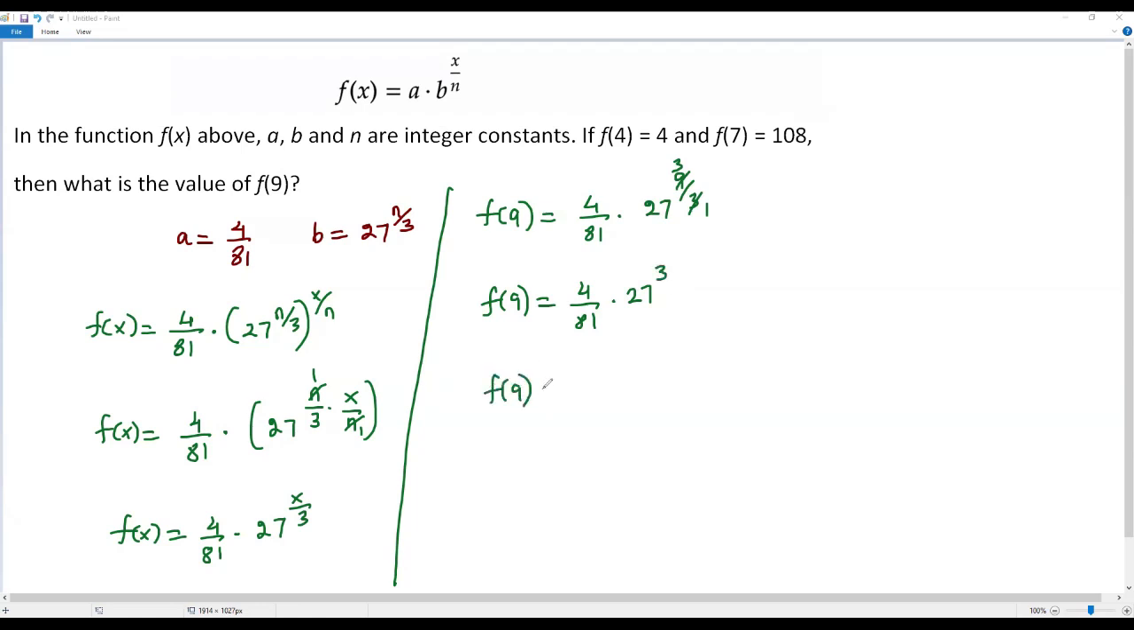Then we get f of 9 equals 4 over 81 times, since we have exponent 3 for 27, we can multiply 27 by itself 3 times. Here 27 goes into 27 one time and 27 goes into 81 3 times. Here 3 goes into 3 one time and 3 goes into 27 9 times. So then we get f of 9 equals, when I multiply these values 4, 27, 9 and 1, I am getting 972. Here I got the value of f of 9. Its value is 972.